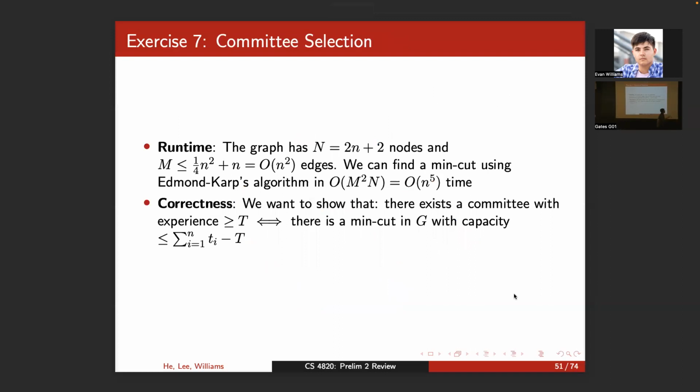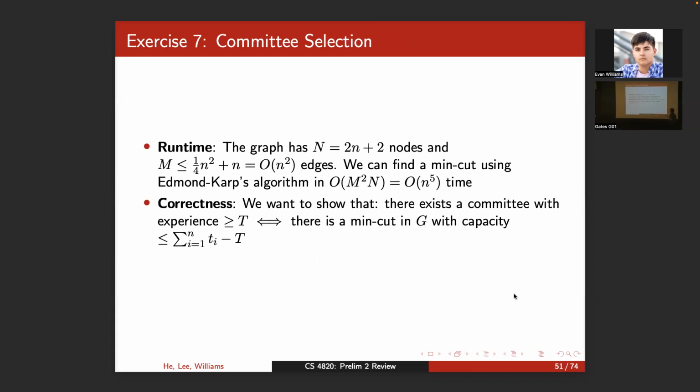All right, so the runtime of this. Our graph has 2n plus 2 nodes, right? It's just one for each committee member. Well, maybe L has n and R has n. And m will be bounded by a number of edges of n squared, right? Edmonds-Karp's algorithm will find us a minimum cut in m squared n time. You don't need to know Edmonds-Karp's, but for this solution, we just use Edmonds-Karp. And so that gives us an O of n to the 5th running time, which is polynomial.